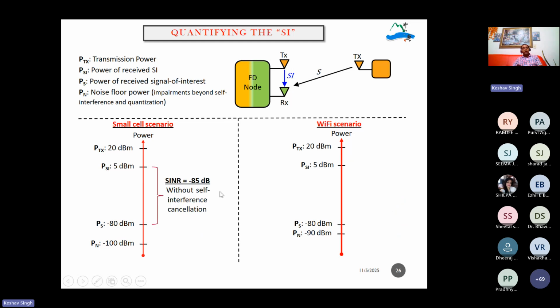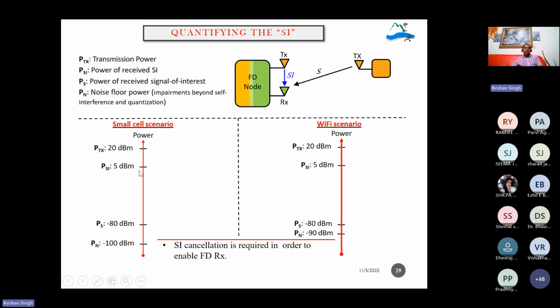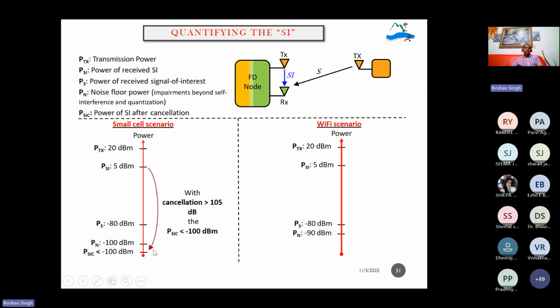So in this case, what is the SINR? Minus 80 minus 5, so minus 85 dBm. So the receiver can't decode the signal. Similarly here, minus 85 dB. But once you bring the SI below the noise level, in both cases, the signal can be decoded.